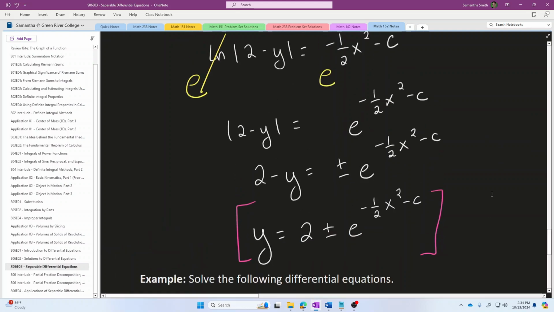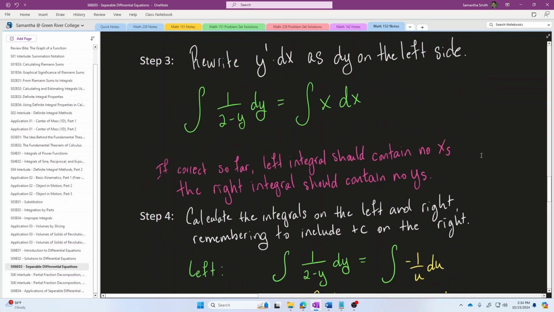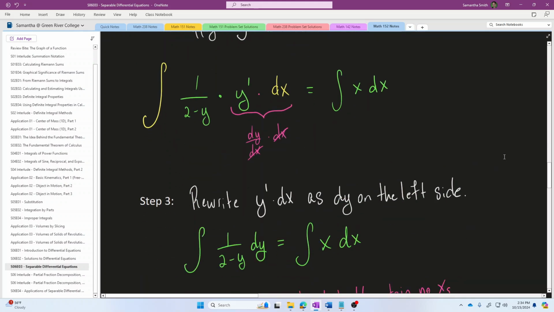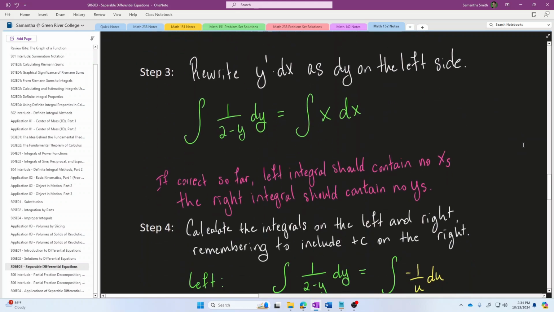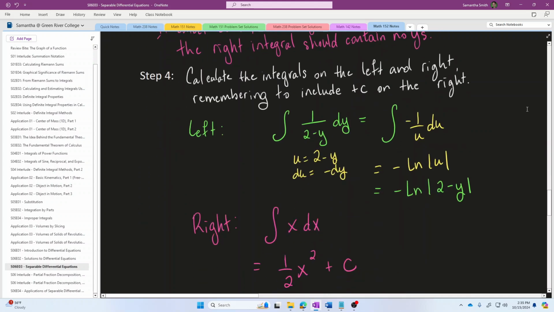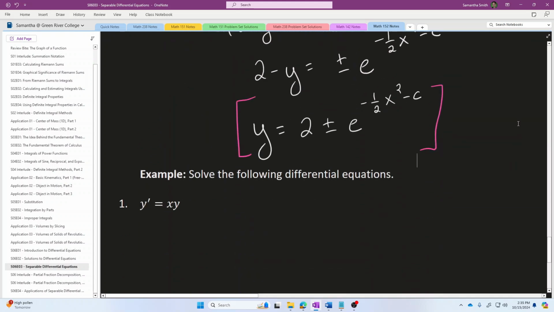Okay, so this is the process of solving differential equations that are separable. Start by separating the x's and the y's, then integrate both sides. What you should wind up with is an integral on the left with respect to y and an integral on the right with respect to x. Calculate both of those integrals and then solve the result algebraically for y, and that should do it.